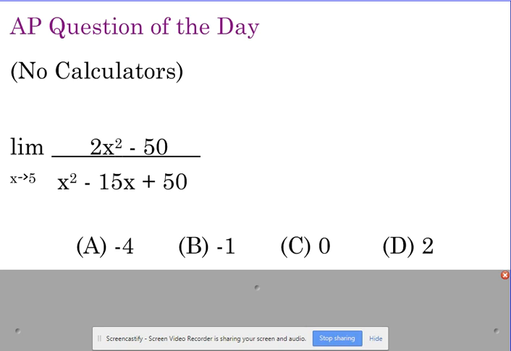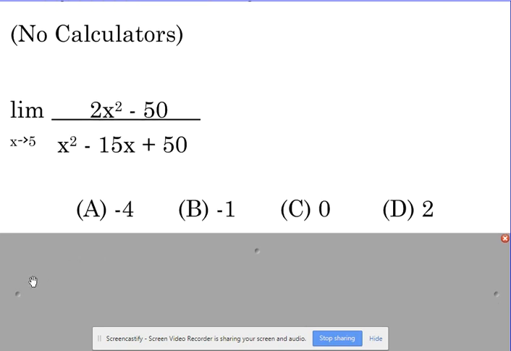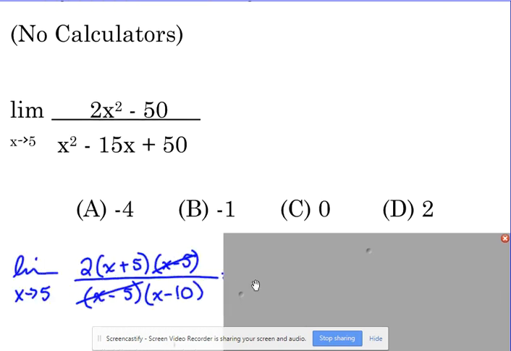So you can pretty much assume if they are giving you a question like this, that 5 is probably an issue. So I'm going to go ahead and jump to the factoring stage right here. If I factor the numerator, I start by pulling out a GCF of 2. When I do that, I'm left with x squared minus 25. So you see I went ahead and kind of combined those two steps. It's x plus 5 times x minus 5. The bottom factors into x minus 5 times x minus 10.